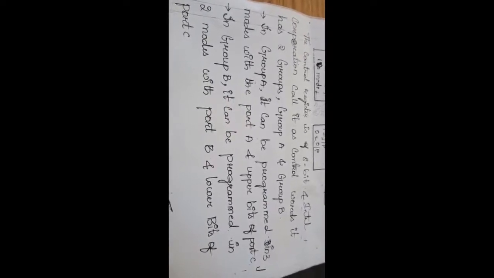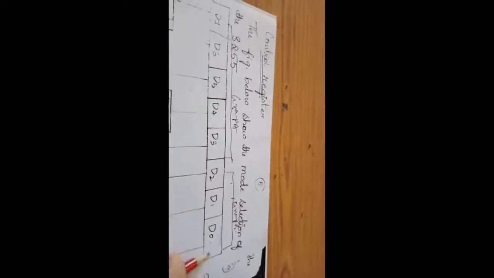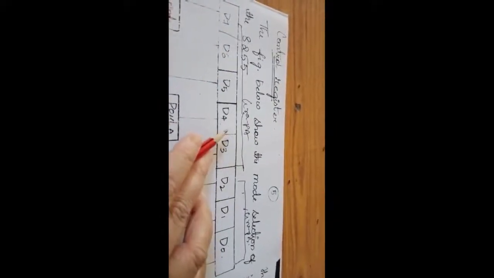Okay, so here you can get the clear picture. The control register is 8-bit, that is D7 to D0. Intel Corporation also calls it the control word. Control register is of how many bits? 8 bits, D0 to D7. It is divided into 2 different groups, group A and group B.